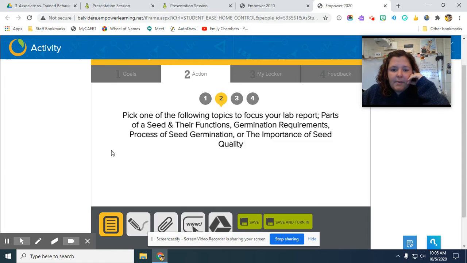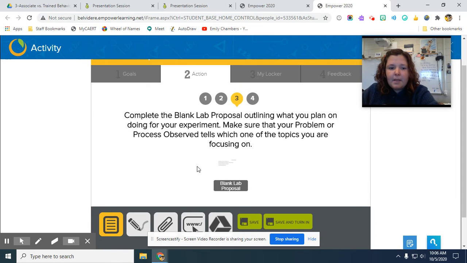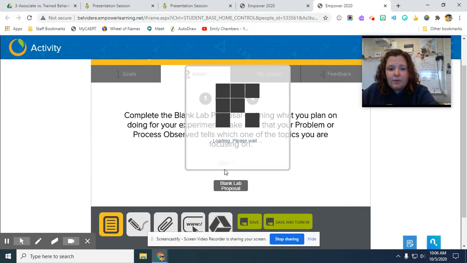Pick one of the following topics to focus your lab report: parts of a seed and their function, germination requirements, process of seed germination, or the importance of seed quality. Whichever topic you pick, that's what you're going to focus your lab around, okay? You can look back at the notes and review what those four things were about. Then you're going to complete the blank lab proposal outline, outlining what you plan on doing for your experiment. Make sure the problem or process observed tells which one of the topics you're focusing on.